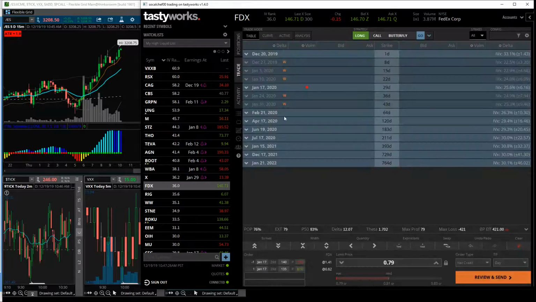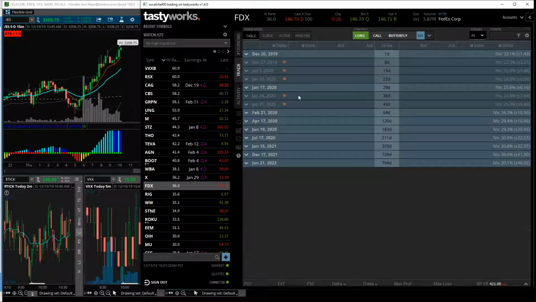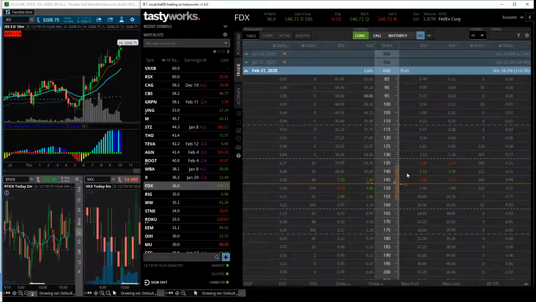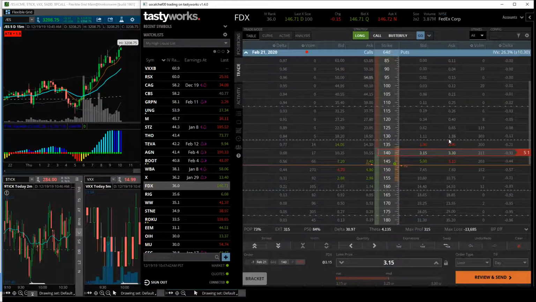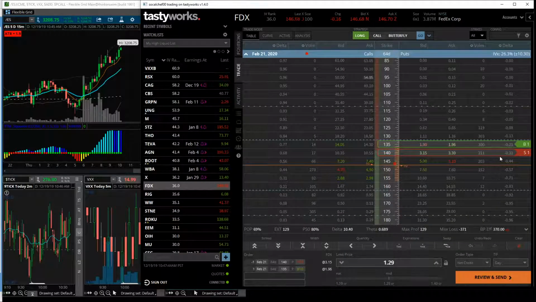So we'll bring up FedEx, which is what I was using. This isn't really a good play here, and February is a little far out. I don't like to do weeklies because there's just not enough liquidity. So we'll go out to February, and I start at a 30 delta and work my way from there. 31 delta is the closest. I put a vertical put spread on. It's just saying FedEx is going to go up.